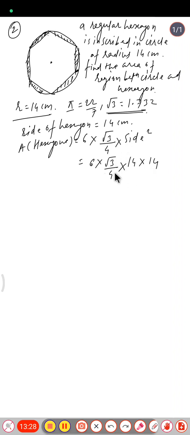So we can divide this: 2 2s are 2 7s, 2 1s are 7, so we get 7 7s are 49, 49 into 6 and root 3. After substituting the value of root 3, we get 509.208 centimeter square. Why are we writing this? Because it's an area.